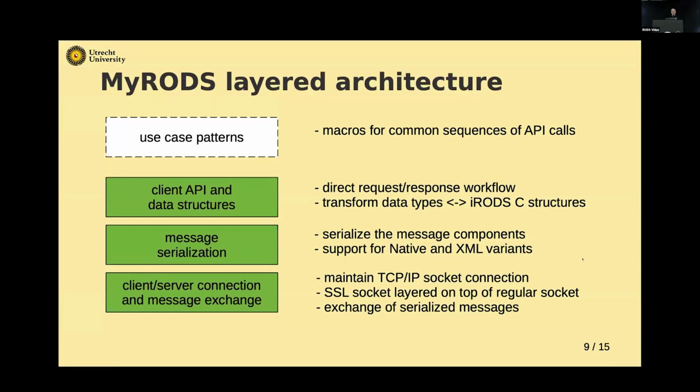So on the bottom layer, the foundation is you need to have a TCP session between the client and the server. So maintain that session, do security stuff on that if you need to, and exchange serialized messages, because this is what the native protocol and the XML protocol do. They serialize the C structures, data types before they send it across. So the next layer is the message serialization. And on top of that, you want to control which messages are being exchanged, so that's the actual client API that you would implement.